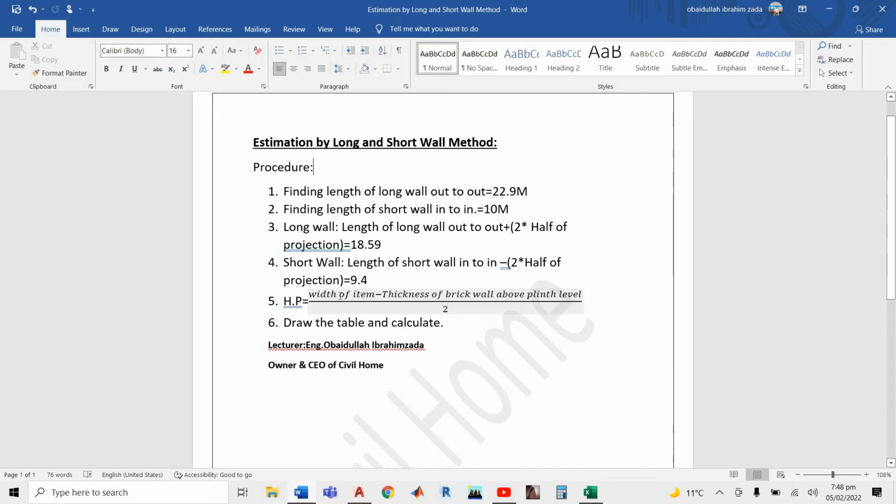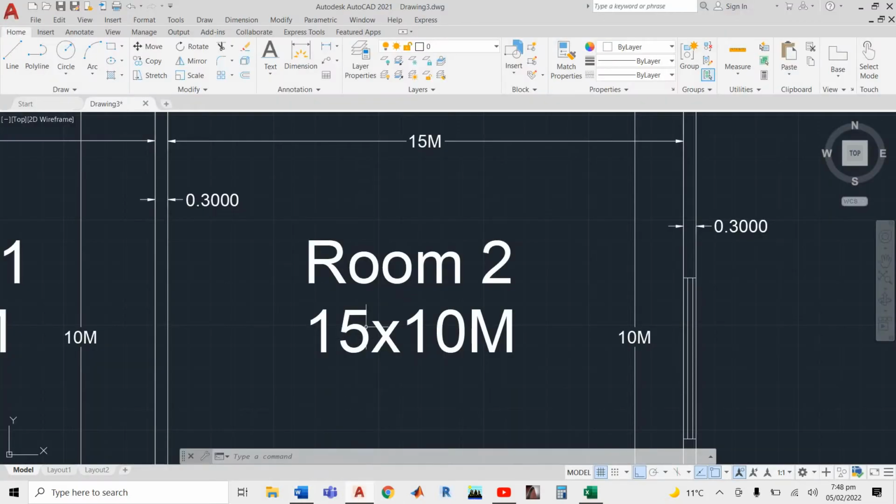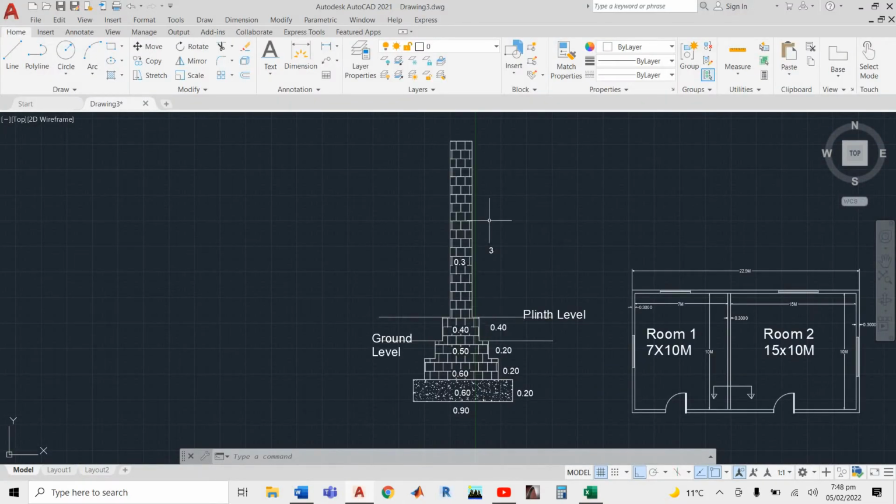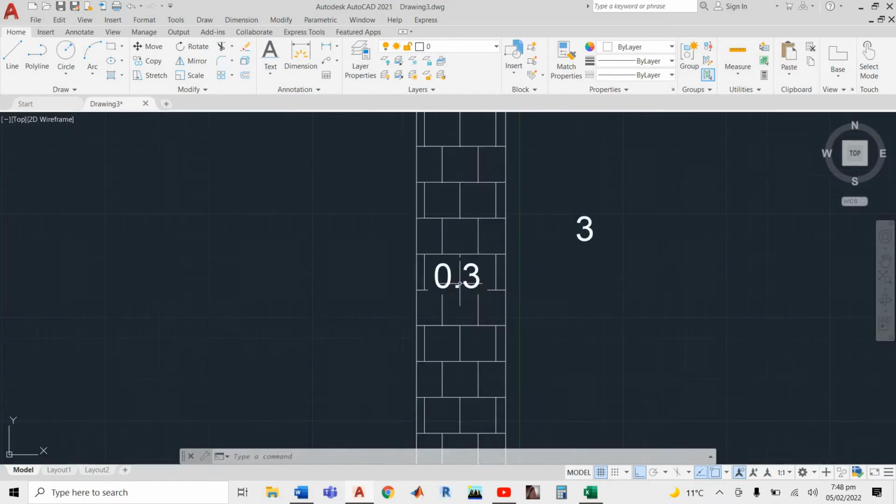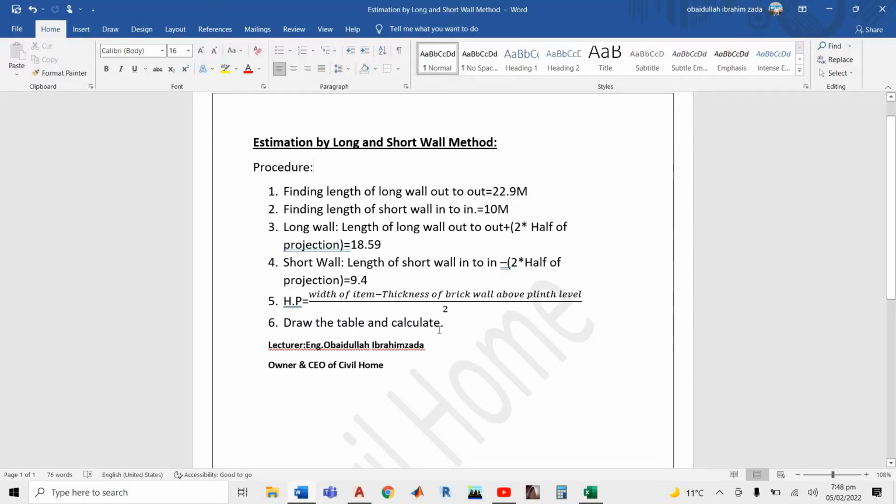Half of projection is nothing but the width of the item. For example, you have excavation. You have to get the width of your excavation minus the thickness of brick wall above plane level, divided by 2. What is the thickness of this brick wall above plane level? 0.3. For example, here, how much is the length of our long wall out to out? 22.9, plus 2 multiplied by half of projection.